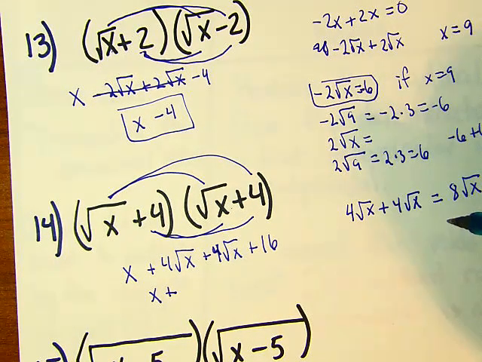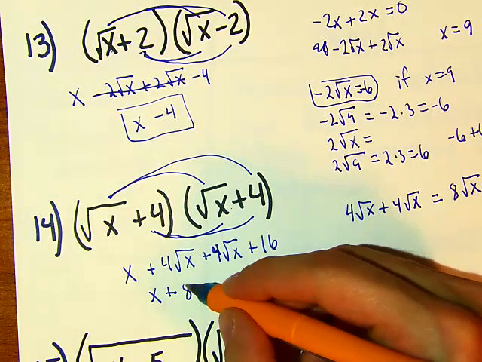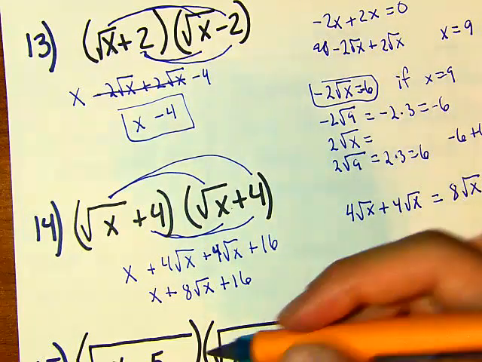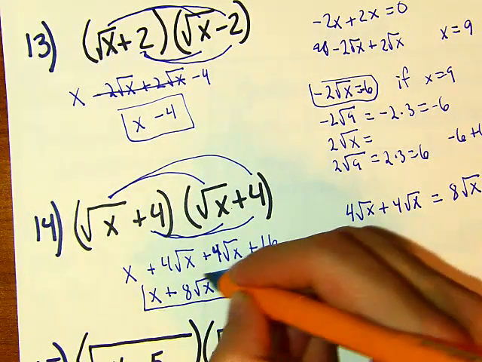You're just adding it up. Yeah. Okay, so this is 8 square root of x, and then this is plus 16. And that's it. You can't do anything anymore.